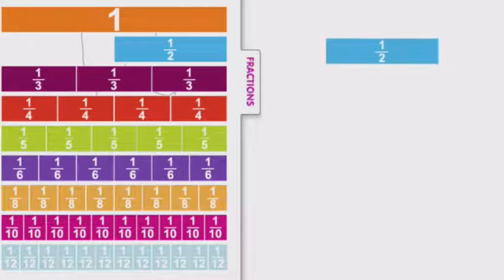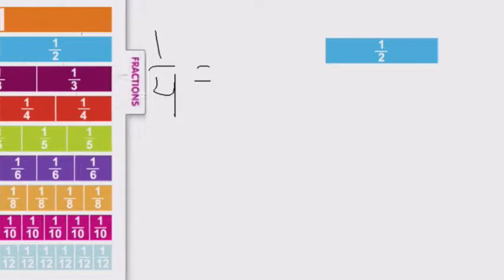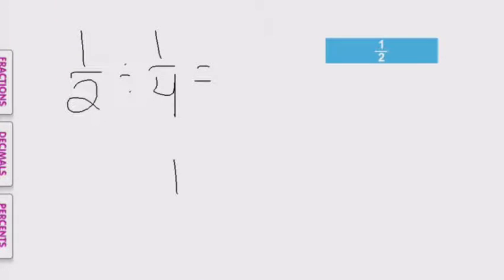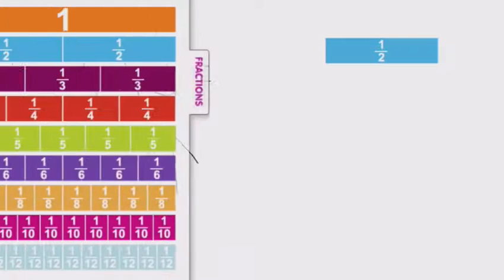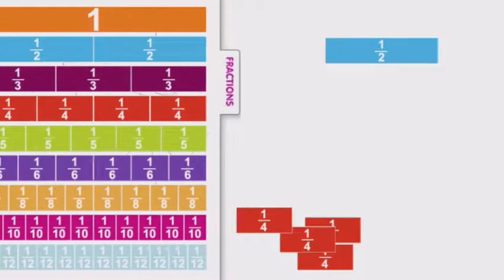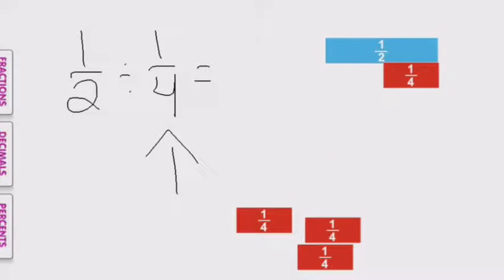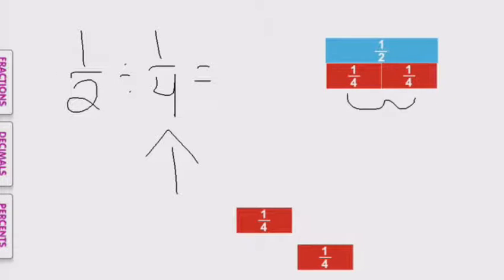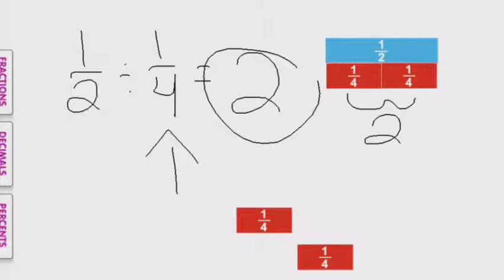I'm going to start by writing down my original problem, which was 1/2 divided by 1/4. And again, I'm going to start by modeling my first fraction, which is 1/2. Then I'm going to see how many times that second fraction, 1/4, will fit into 1/2. So now I'm going to pull out a bunch of 1/4 pieces and pull them underneath my 1/2. And there we go. We can see that it fits in a total of 2 times. So my answer is 2. Go ahead and take a picture. Drop it into GoodNotes.